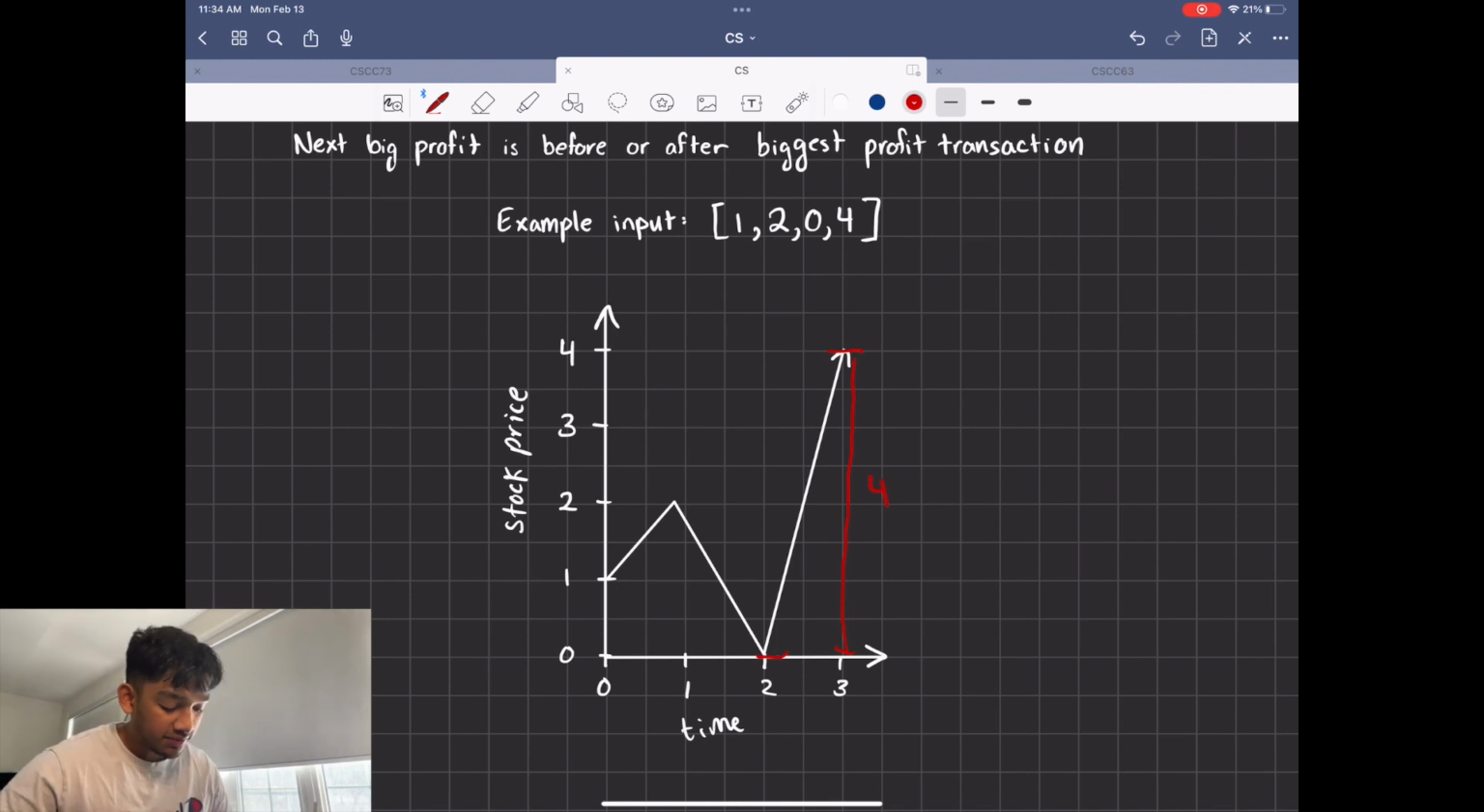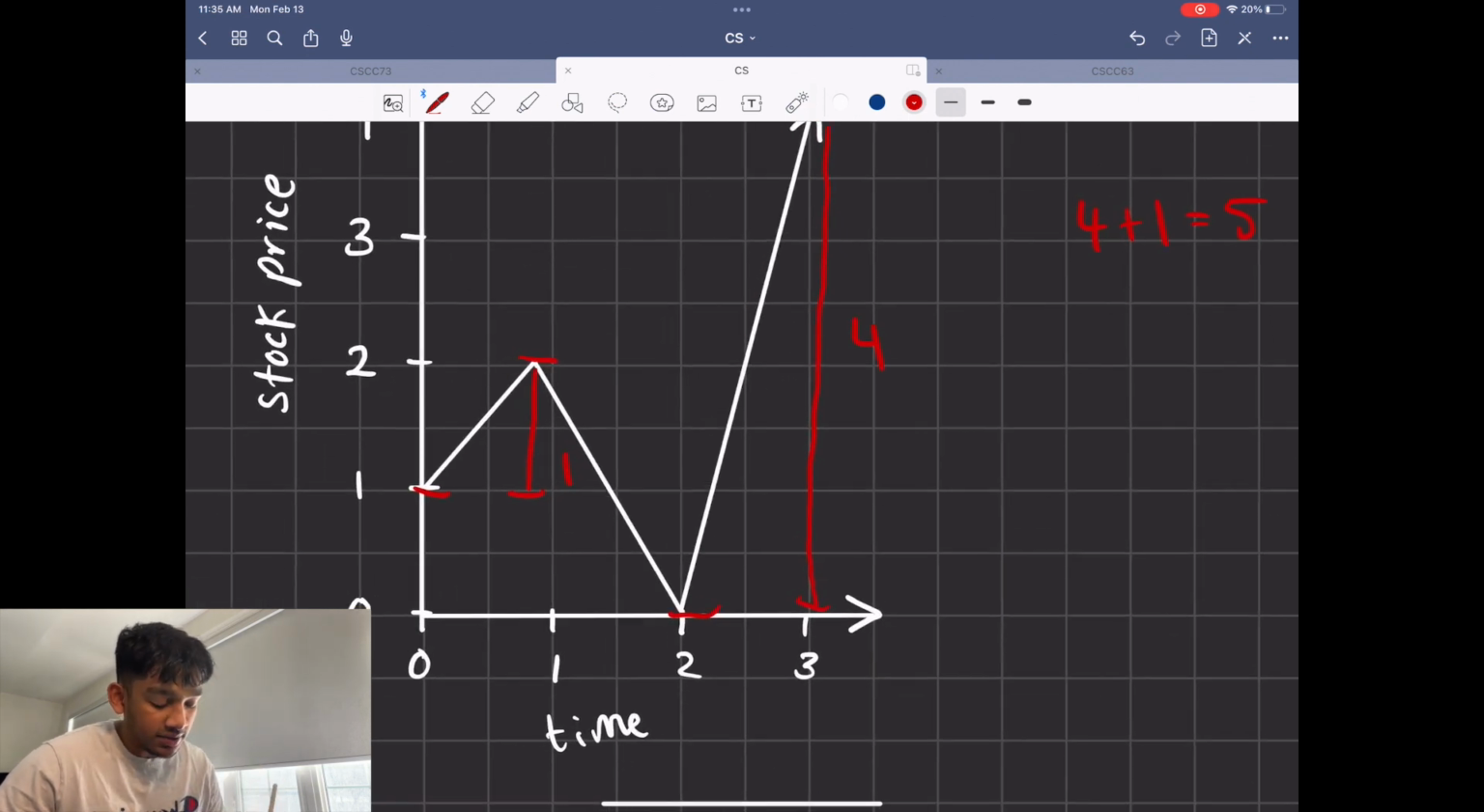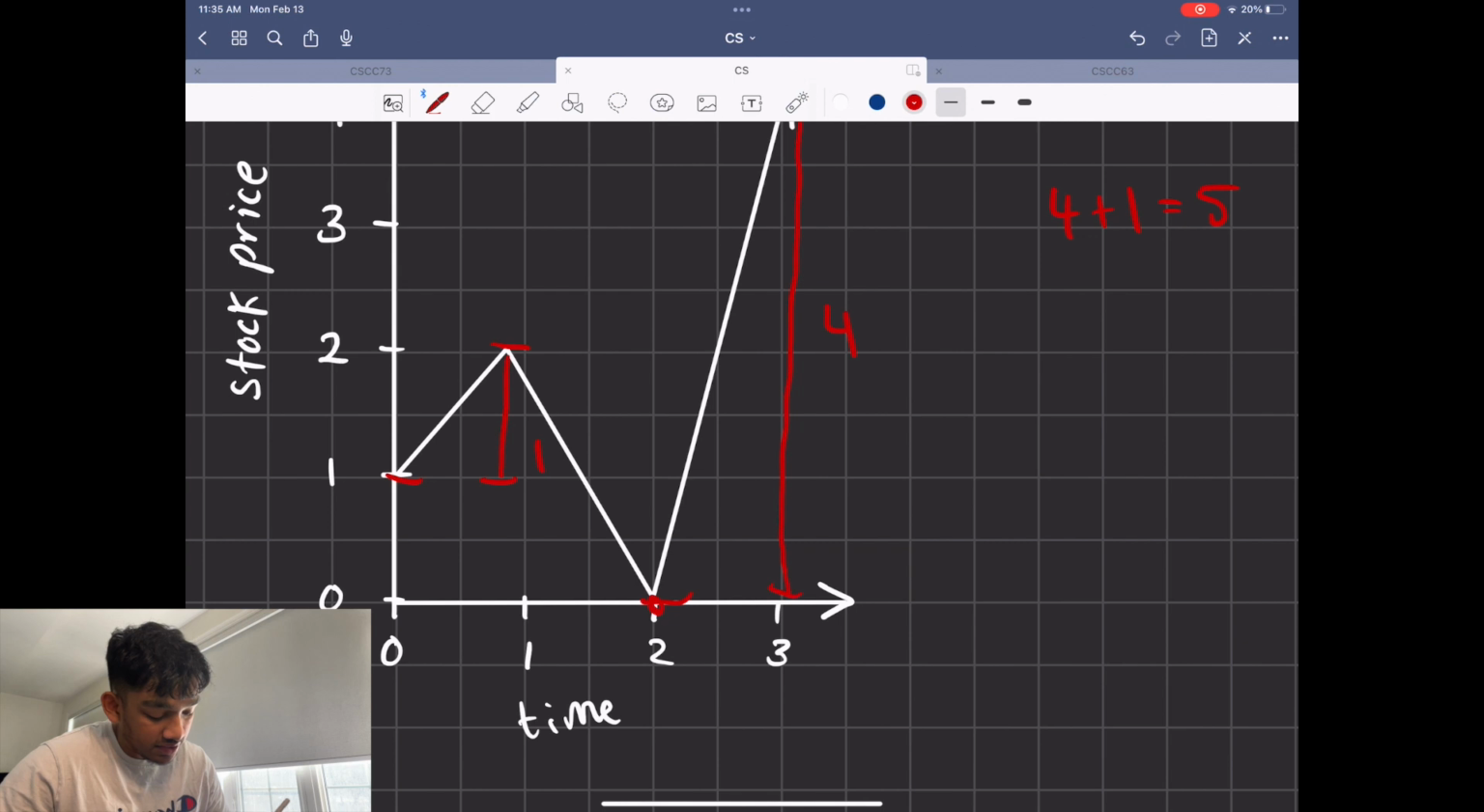Now the next biggest profit is going to be from the interval 0 to 1, where you have the biggest profit of 1. So we know that the biggest profit is going to be 4 plus 1, which is equal to 5 within 2 transactions. The way we can implement this is, once we get that biggest profit, we find the interval that creates it. In the helper function, we can return the actual intervals that give us the biggest profit rather than just returning the biggest profit, right? In this case, we have 2 and 3.